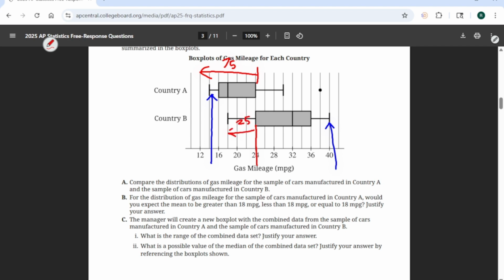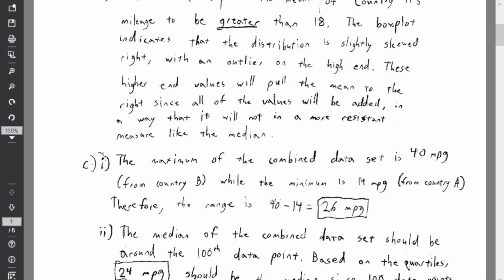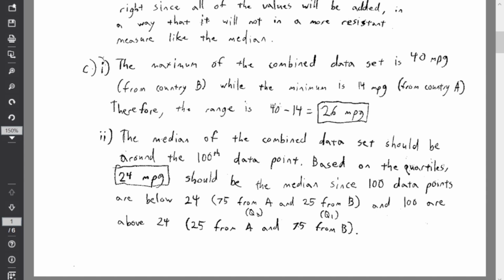And then we can make the same argument the other way, that we'll have 25 above from country A and 75 above from country B. Therefore, we're going to say the median is at 24. Based on the quartiles, 24 should be the median because 100 data points are below 24, 75 of them from A and 25 of them from B. And then 100 of them are above 24, 25 of them from A, 75 from B.